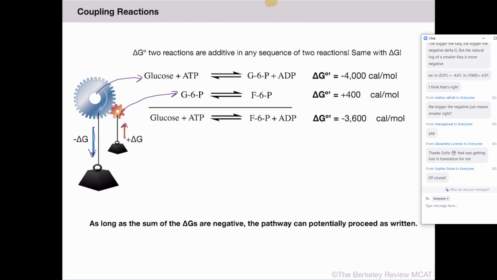However, we're talking about whether a reaction is spontaneous or not, but what we haven't talked about is the actual rate of reactions. The actual rate of a reaction depends on enzymes that catalyze the reaction by lowering the activation energy, which is what we're going to get into now.